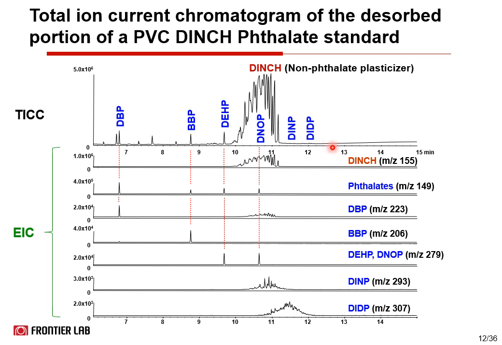It is noted that a non-phthalate plasticizer, in this case DINCH, is commonly used at percentage levels, and it coelutes with several of the restricted phthalates. This is the reason why it is necessary to find characteristic ions to use for quantification.